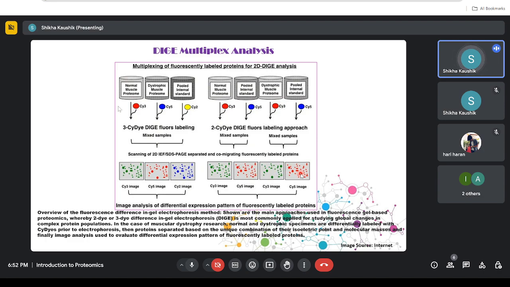So this is 2 dye based DIGE. Then you have 3 dye based DIGE where you're using normal muscle, dystrophic muscle, and the pooled internal standard is taken as the third, associated with the third kind of dye. So here you have to run only one gel. You will mix all three and you will get the image. In the earlier case, you have to run two gels. So this is here.